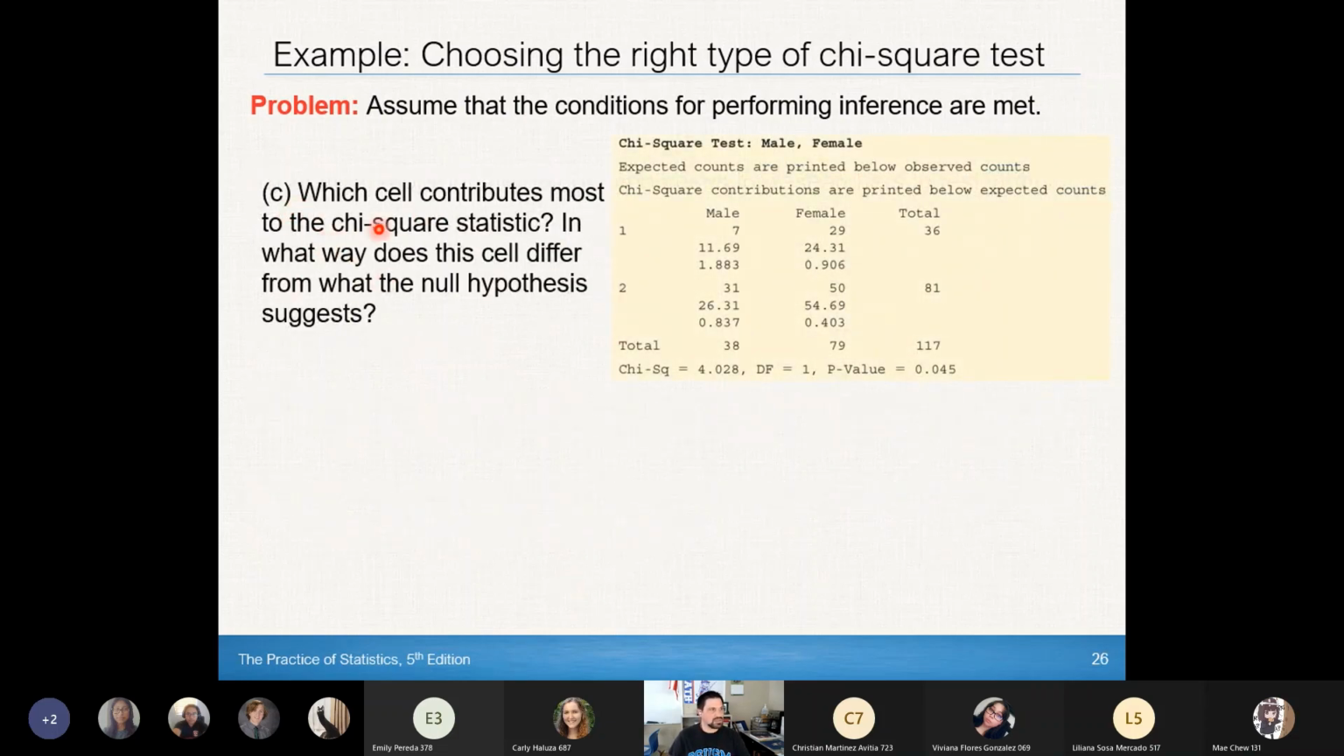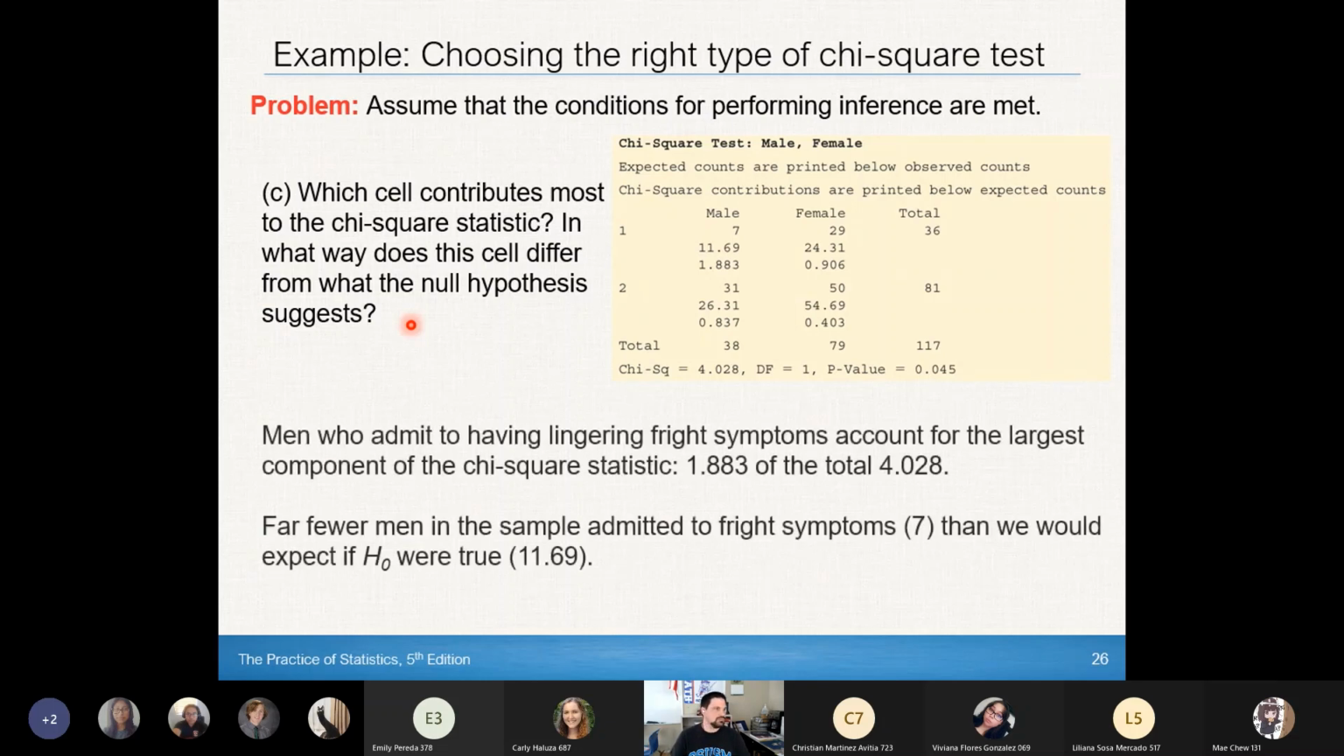Which cell contributes most to the chi-square statistic? In what way does this cell differ from what the null hypothesis suggests? And recall the null hypothesis is that there is no association. And we have men who admit to having lingering fright symptoms account for the largest component of the chi-square statistic. Right, 1.883 of the total 4.028. We can see that the next closest one is less than half of what that particular cell is contributing.